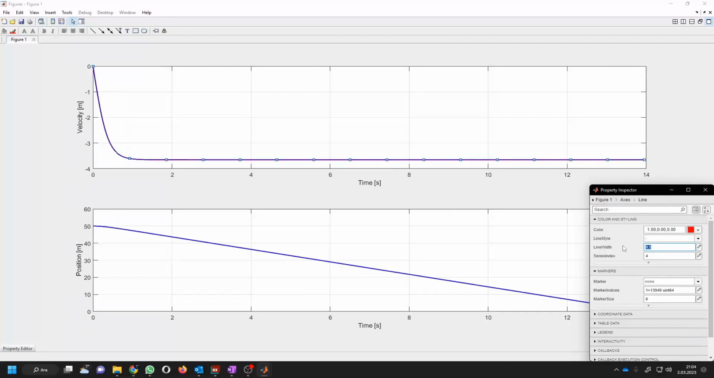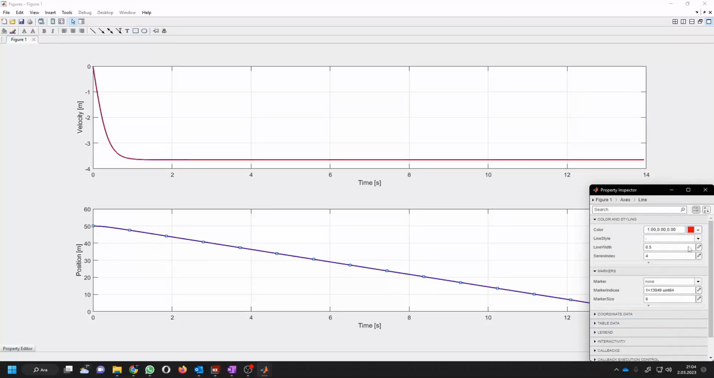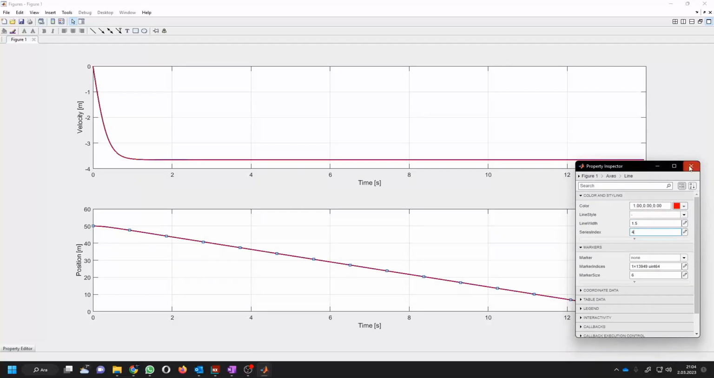Line width 2, 1, 1.5. Okay. For my position, use red, and thickness will be 1.5. Okay.